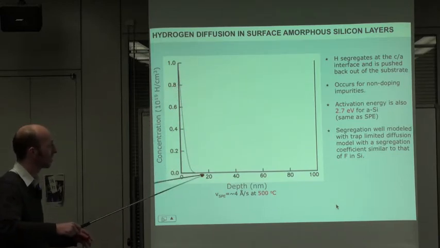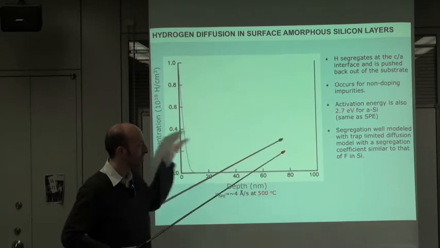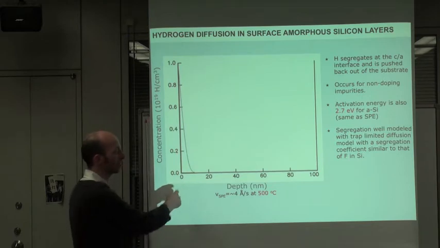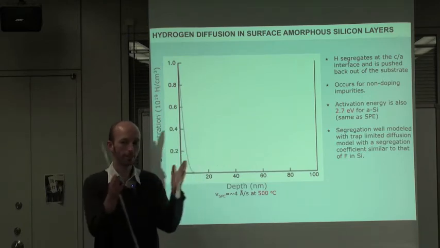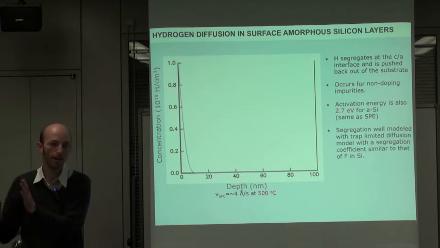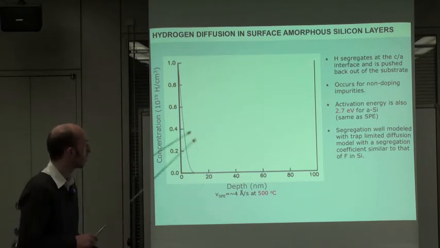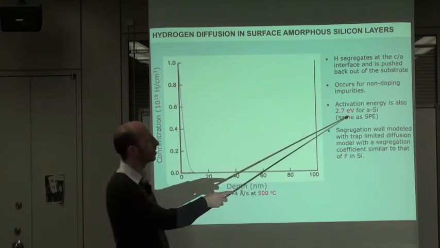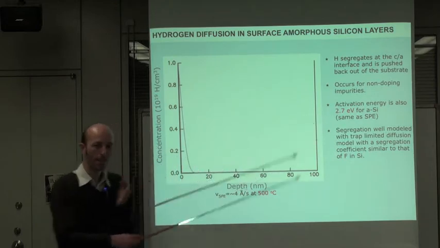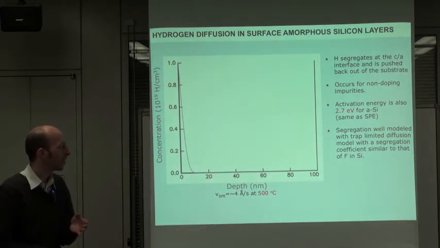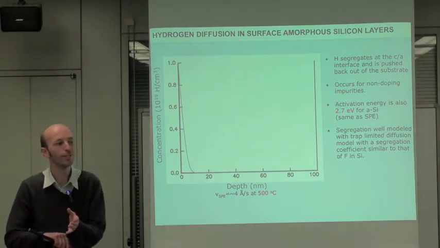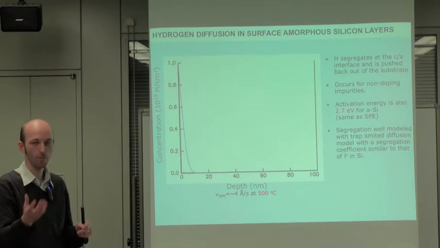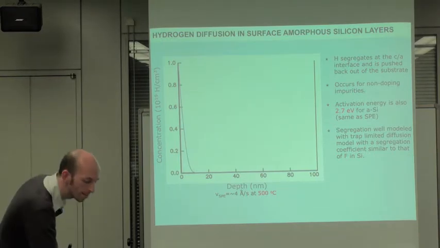It's just like an error function, and the hydrogen diffuses in, but from this end, the interface is coming towards the surface. And as that occurs, the hydrogen segregates at the interface, and it gets pushed back out of the sample. So we became interested in the hydrogen diffusion because its activation energy is the same as the SPE process. So this suggests that hydrogen diffusion and solid phase epitaxy are related somehow. Perhaps they're the same defect, the same mechanism is operative in both processes.